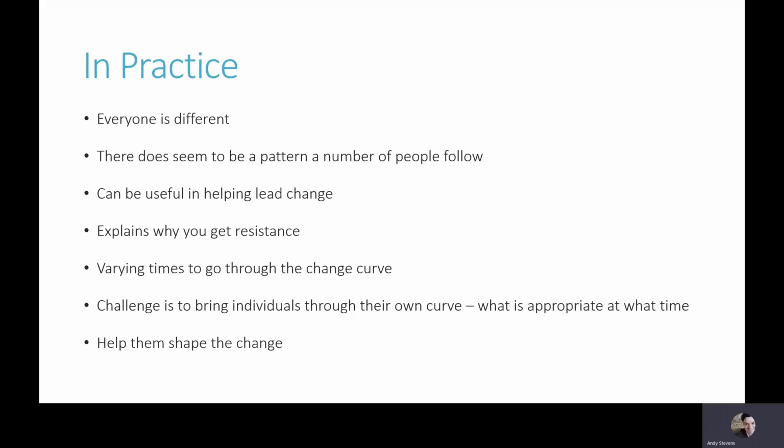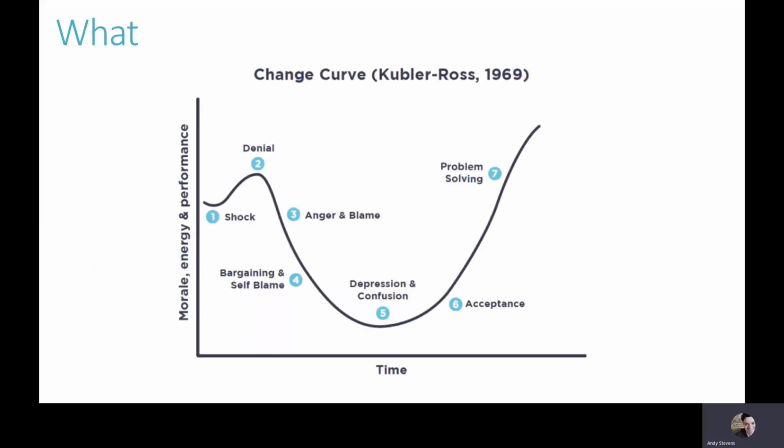So the challenge for you as change managers is to help bring people through their curve and support them with what's appropriate at each stage. If we go back to the curve, if people, for example, are in stages around shock, denial, and anger, stages 1 to 3, and you overload them with lots of information on the reasons for the change and the detail of the change, they're not going to be receptive. They're not going to absorb it at that point in time. It's much better to give them a very brief overview and then listen to their initial reaction.